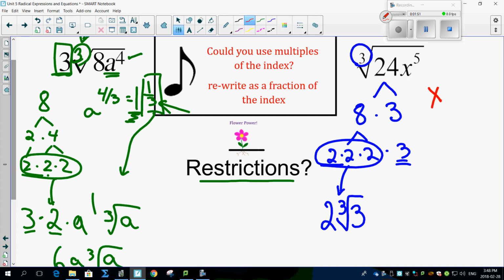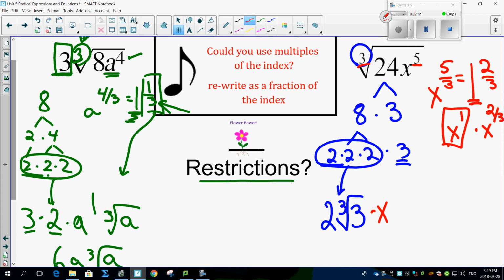X to the 5 can be written as x to the 5 power over the root, which is, if you think about it, 1 and 2/3. Interesting. So that means you're going to have 1x pulled out, and you're going to have this x to the 2/3 left behind. Okay, so x to the 1 you can pull out. There's the x to the 1. That's fine. But you have x to the 2/3 left behind.